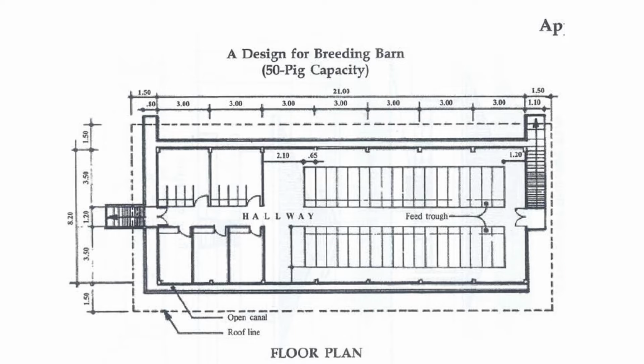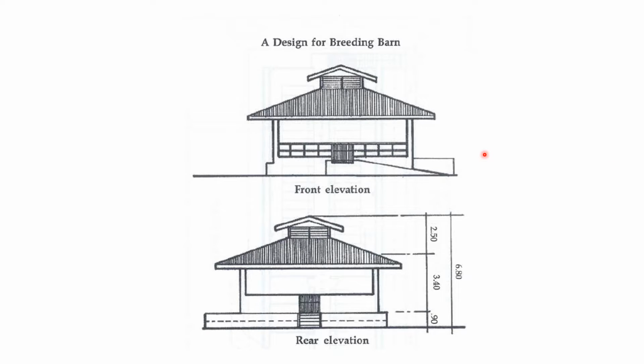So that is the aerial view, and this is what it looks like when we look at the front and back of the breeding house. It is recommended that our housing for any farm, whether breeding or farrowing, has this monitor type roofing. It is recommended so that the ventilation is good. Air can enter here and also exit here. So it can look like this if you plan to build a pig farm.